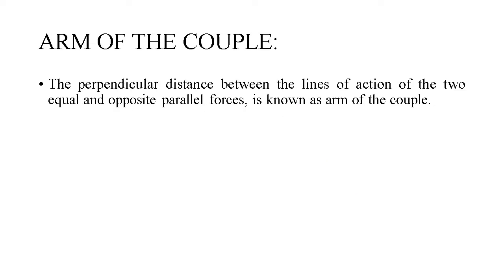Arm of the couple: the perpendicular distance between the lines of action of the two equal and opposite parallel forces. Suppose these are two forces and they are forming a couple. This perpendicular distance is called the arm of the couple.